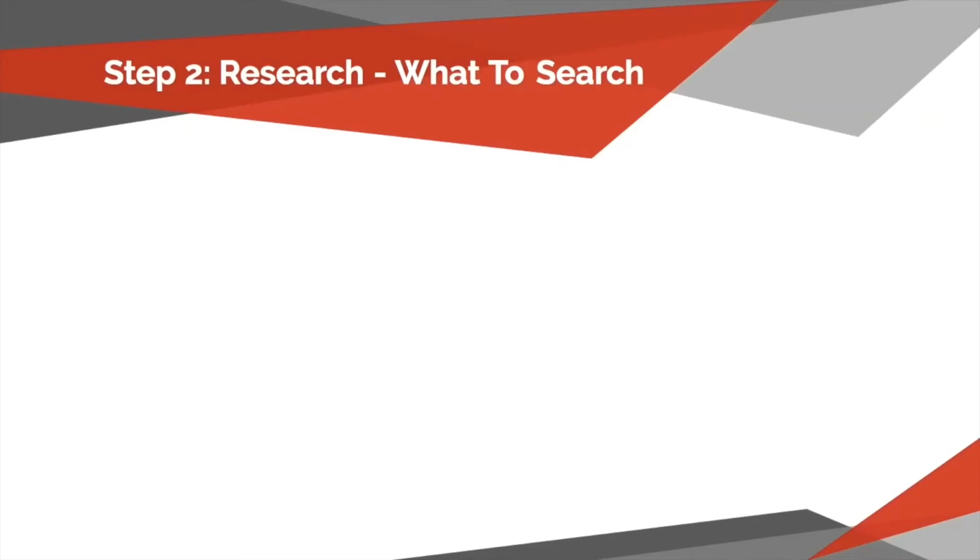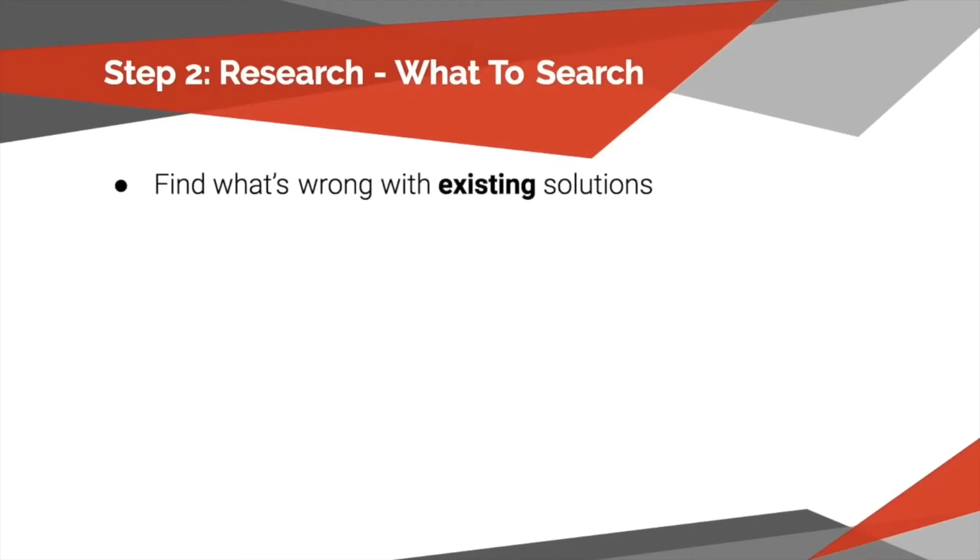In order to research efficiently, you should have an idea of what to look for. To begin with, search up existing solutions to your problem. Your goal is to find what's wrong with these existing solutions so you can make sure your product doesn't make those same mistakes. You can look at its pricing, the shape or size, and its disadvantages, just to list a few. Based off of these factors, you can ensure your solution is better than the existing solutions.